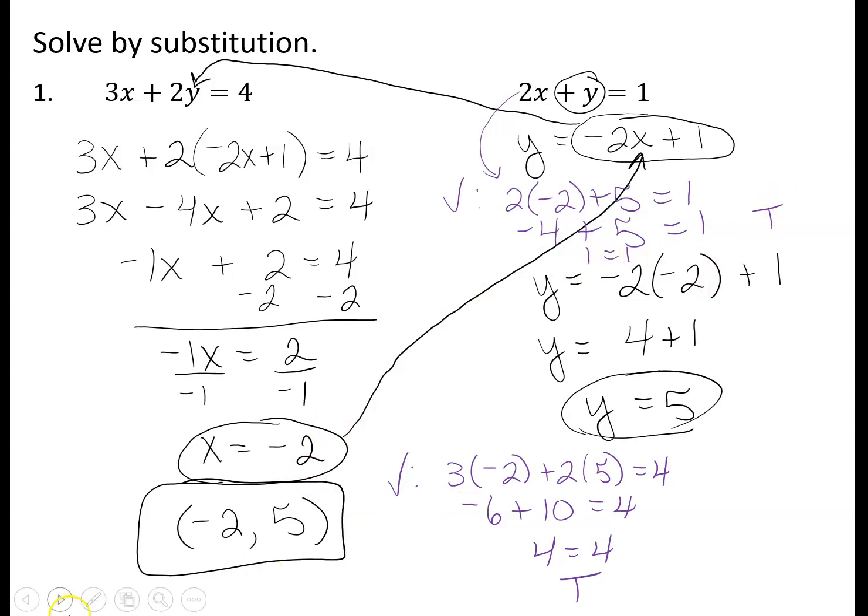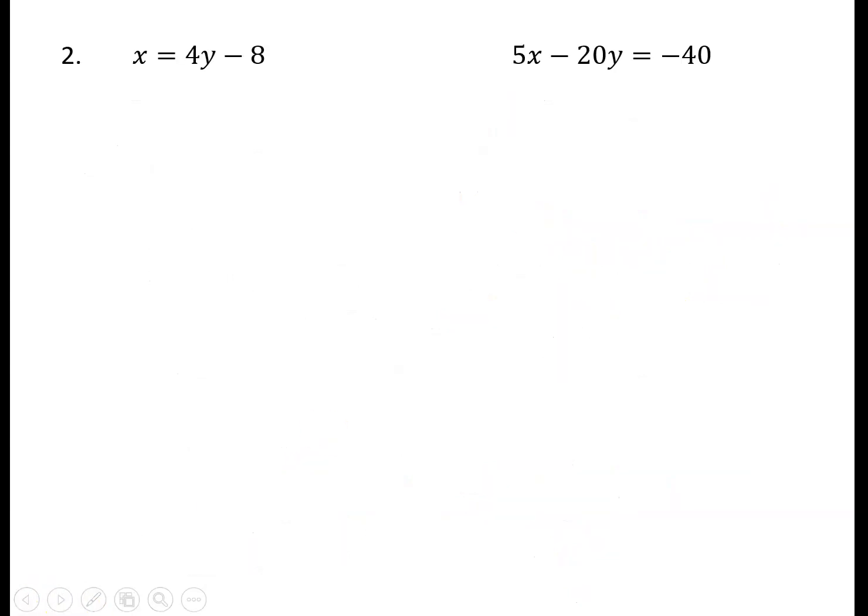Okay, let's go ahead and try another example. Sometimes the first step may already be done, which it is in number 2 here. We already have an x isolated in our very first equation. So check for that. If there is a variable that is already isolated, meaning it's on one side of the equal sign all by itself, then you don't need to do step 1. Just go ahead and use that equation. And go on to step 2, which is to substitute.